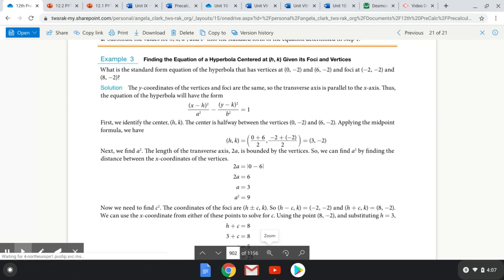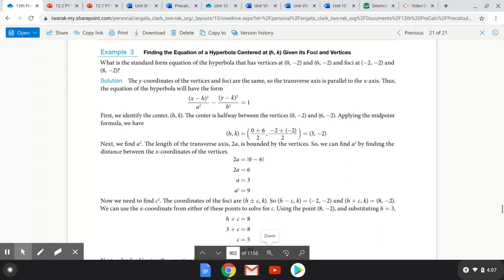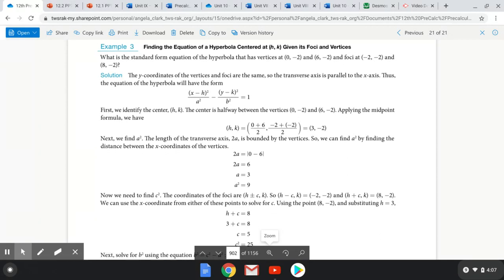This is 10.2. We're going to be doing example 3 where we're finding an equation given the vertices and the foci. So all we know are the vertices and the foci, and we're going to find our equation. First, I'm going to do a little sketch. I always recommend doing that first when you're just given some points, because it's kind of hard to visualize in your head what these points are going to look like.